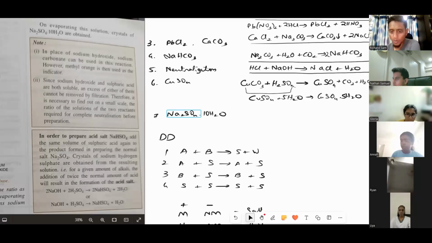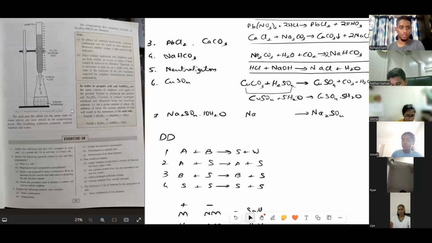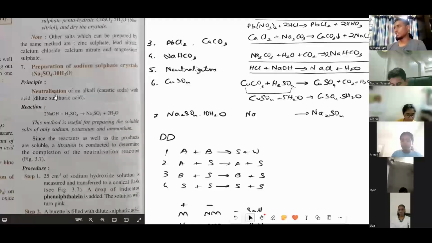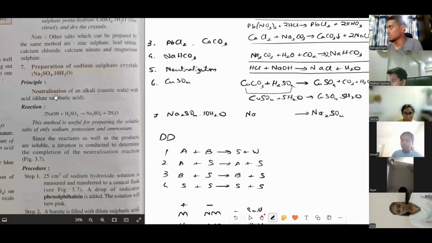So tell me, what has sodium? Our aim is to produce Na2SO4. So what has sodium? Something that has sodium. So you can take Na, NaCl or NaOH. Now it depends what we are doing here. What type of a reaction is this? It is a neutralization reaction, which means you need an acid and a base.